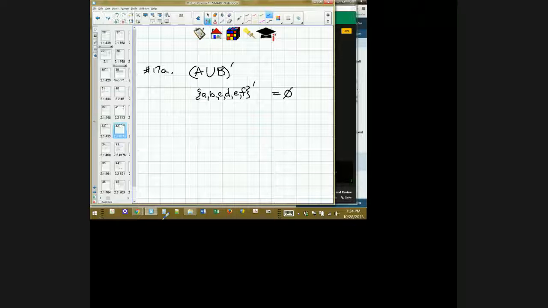Number 17A on 2.2. A union B complement. All the set contents are shown up at the top there. So what's A union B? A, B, C, D, E, F. Just look at them. You have to look at the book in order to get this. It's on page 70.